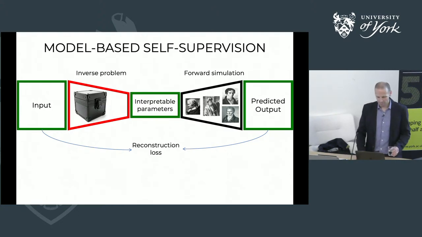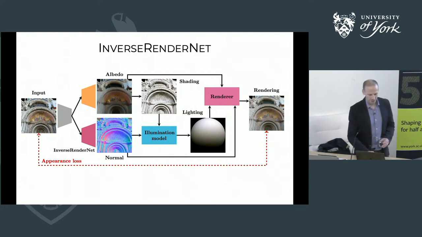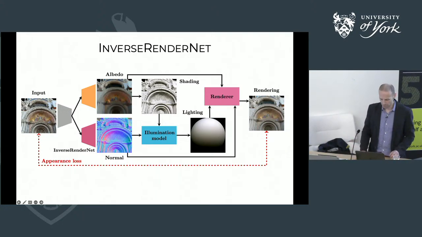So this is what we did in a very successful piece of work. Don't worry about the detail of this. I just wanted to show that what this system does is take an image as input and output material properties, like the intrinsic color of the object, some representation of the geometry and the lighting. And the way it does it is by predicting an image and comparing it back to the beginning. So I don't need any labels.